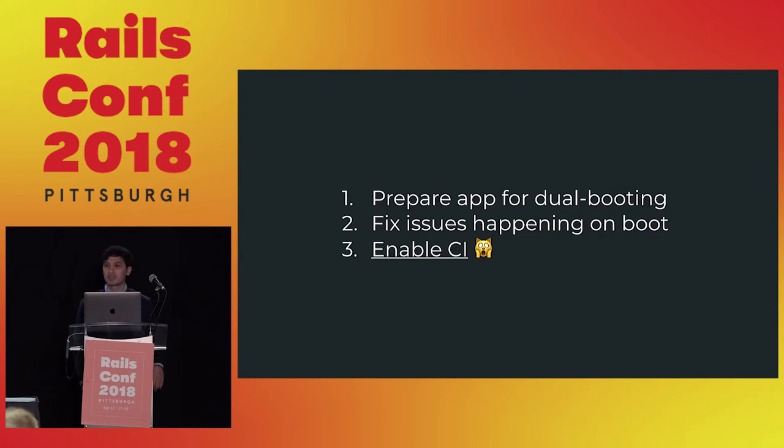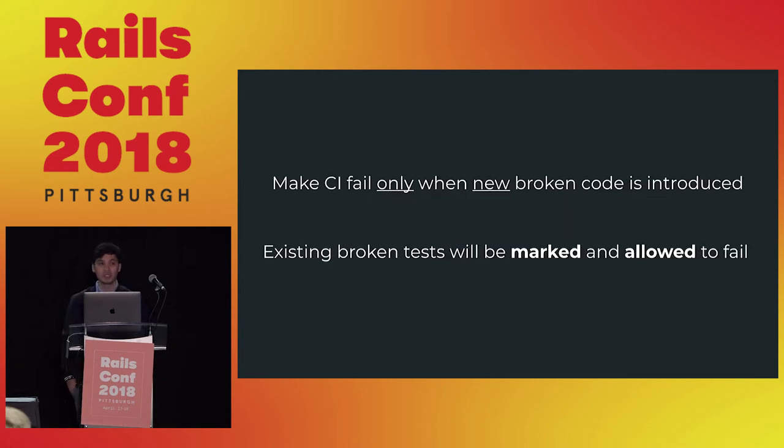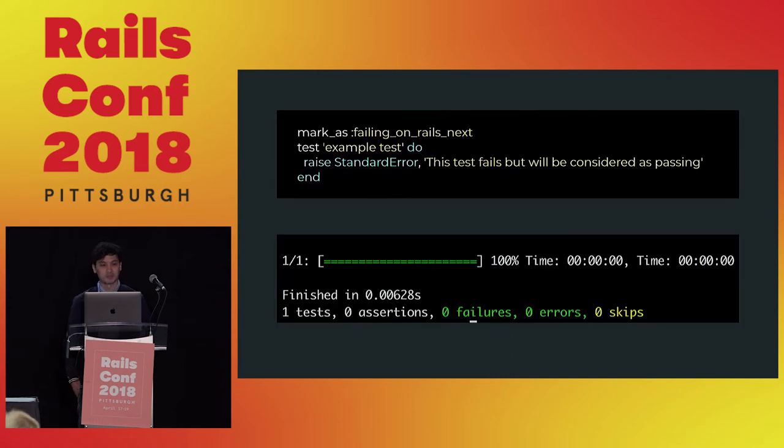But I just said a minute ago that enabling CI at the beginning was not possible because of the amount of failures we already had. So our idea was to make CI fail only when new broken code is introduced. Any existing broken test will be marked and allowed to fail. This is a concrete example of what I'm talking about. There is a test, it fails for any reason, we mark it, and even if it's failing, it's going to pass.